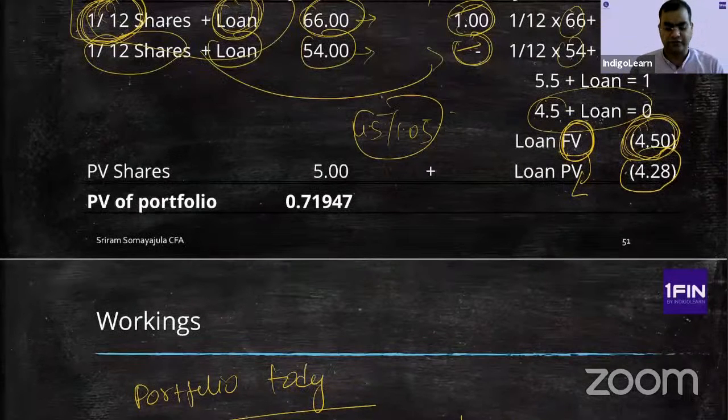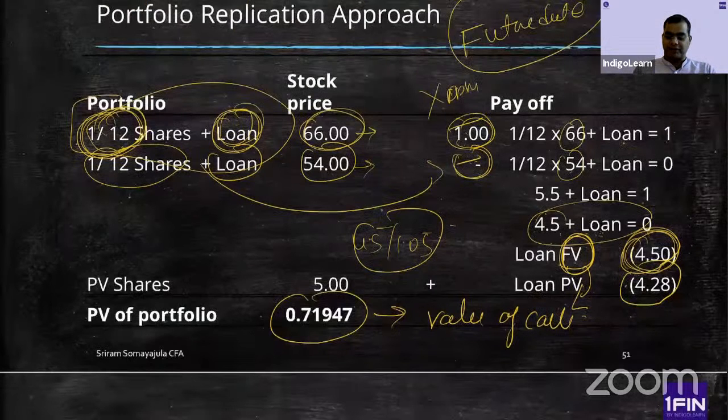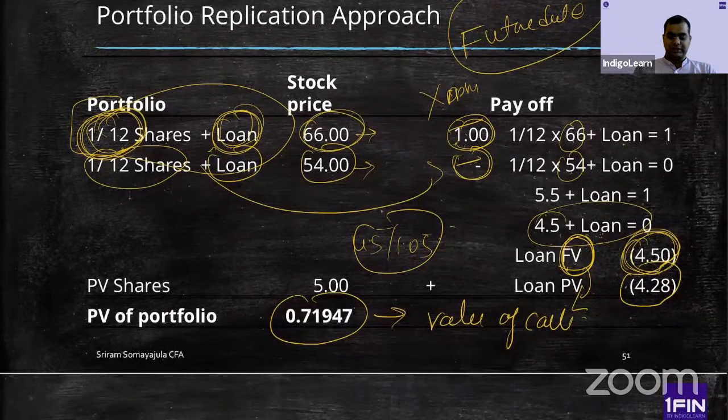So if you have not understood this, I would request you to listen to this again. You are creating a portfolio which mirrors the payoffs of the option. The present value of that portfolio is the present value of the option. So you are taking the loan as an unknown number, creating two equations, solving for the loan value, bringing the loan value to present, adding the present value of the loan to the present value of the shares, and getting the difference between those two, which is the present value of the portfolio which you have, which is the same as the value of the call option.